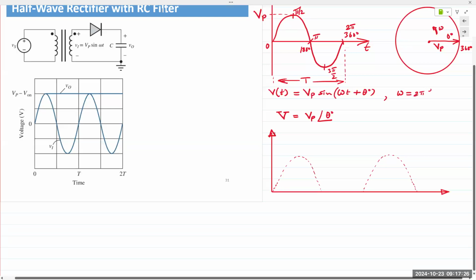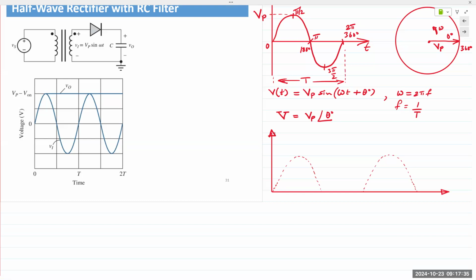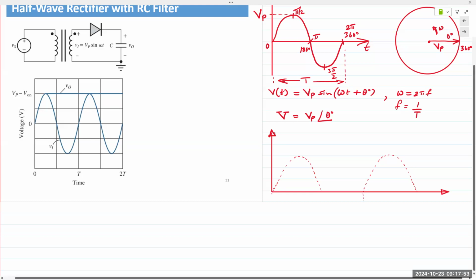Omega is 2 pi f, and f is the inverse of the time period T. For a half wave rectifier, we have one positive peak, or depending on where we connect our diode, one negative peak. So you have one peak for every time period, and the time period still remains the same. If you apply 60 hertz, your output still has 60 hertz.